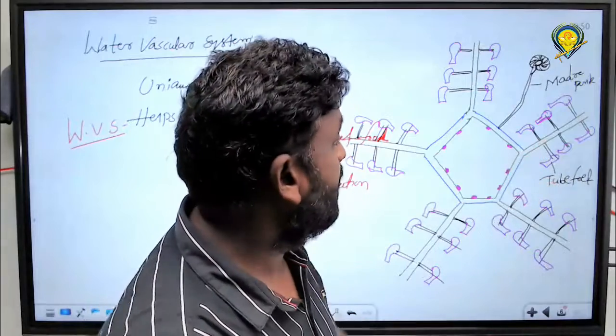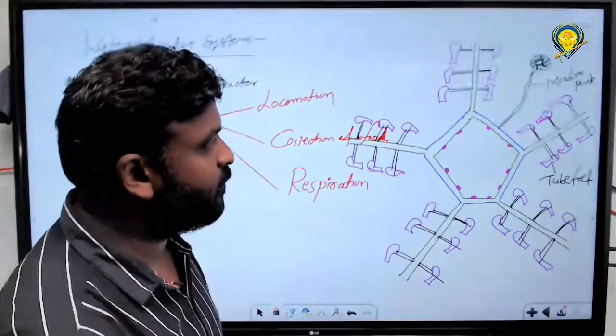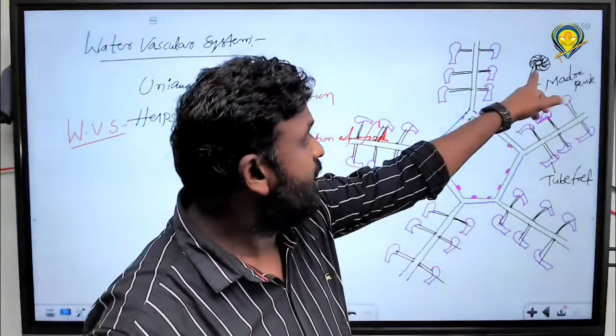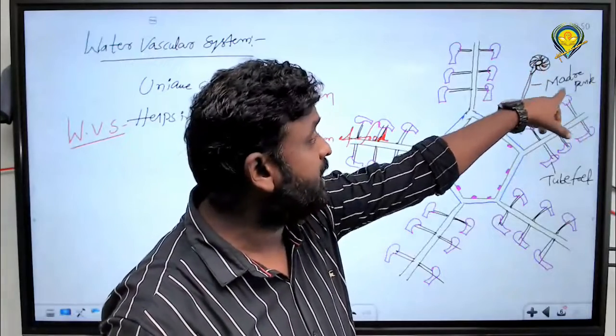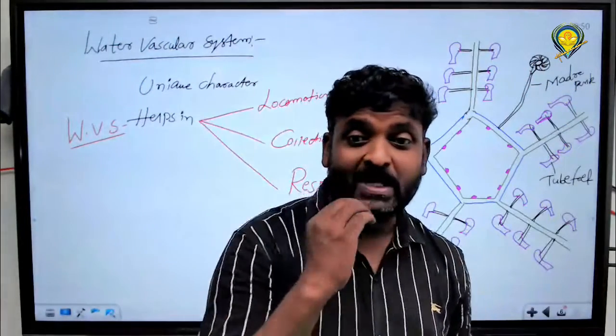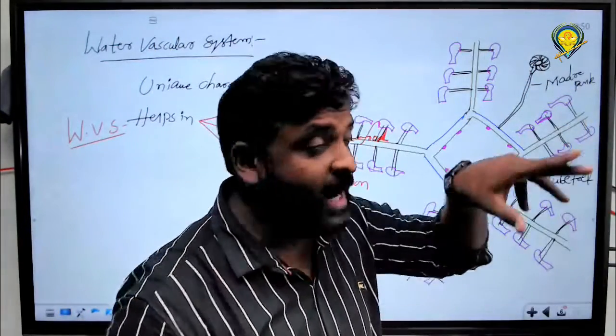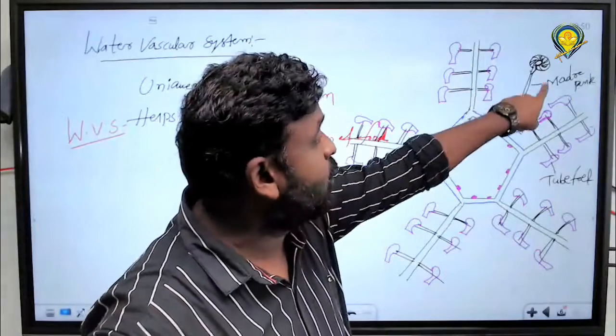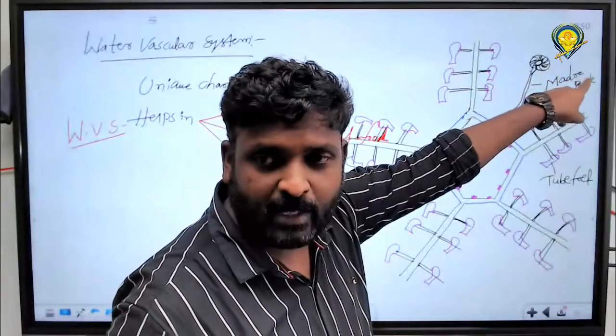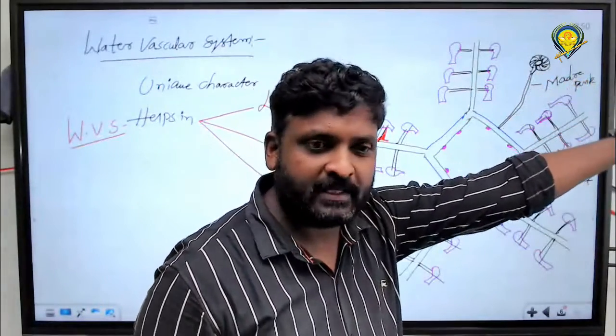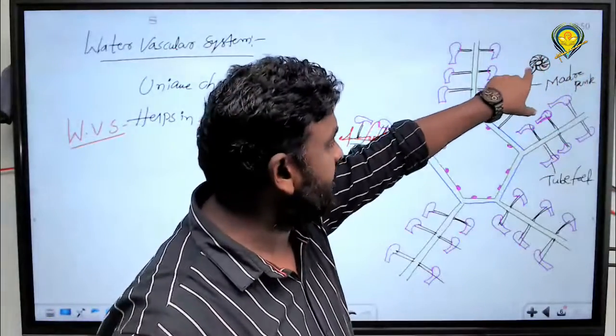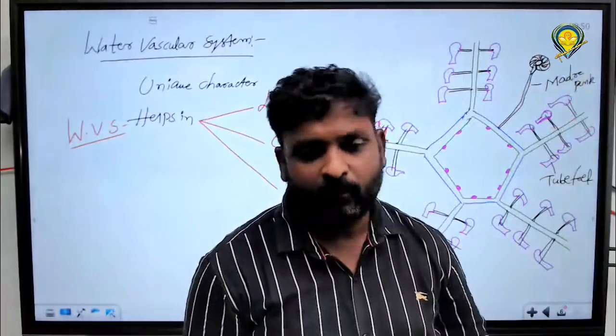Radial canal is a structure of the water vascular system. The madreporite helps to filter the water, because water enters into the water vascular system through what? The madreporite. Correct? And while water enters here, it will definitely be filtered. Very good, that was right.